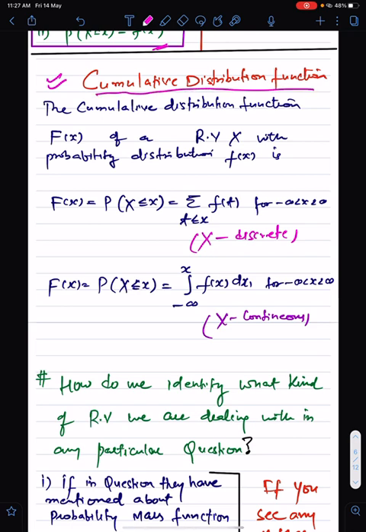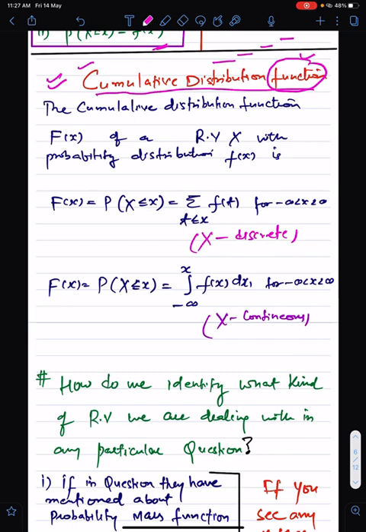Okay, so let's see the next term, the cumulative distribution function. This is also very important, and this function will also tell you whether your random variable is discrete or continuous. If it is a continuous function, then you call your random variable a continuous type random variable. And if it is a monotonically non-decreasing function but has discontinuities, then x will be a discrete type random variable.